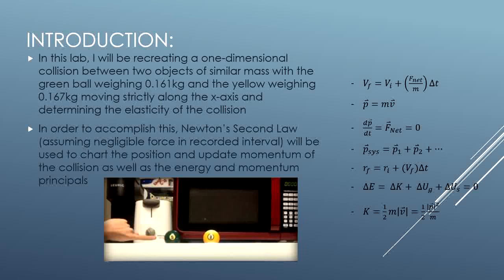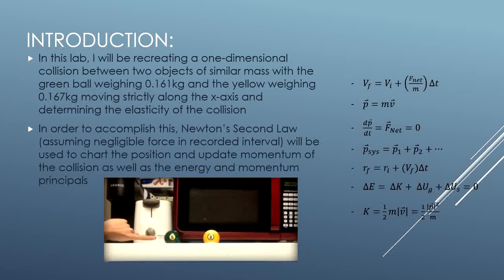two objects, in this case both being pool balls, of similar mass, which are shown here. Additionally, in order to keep the system strictly in this x direction, the balls were moved in a groove to prevent any movement in the y or z directions. Using this footage of the collision, we are going to determine whether the collision is in fact elastic, while also showing that momentum is conserved before and after the collision occurs.